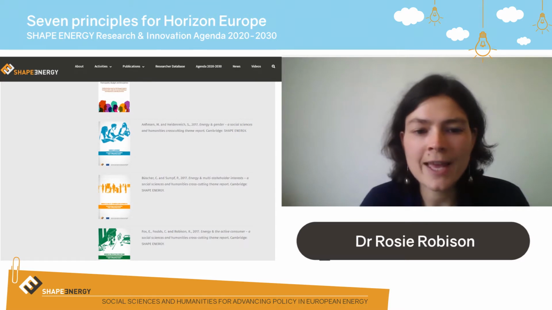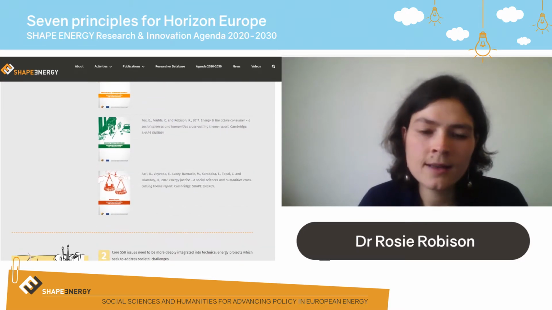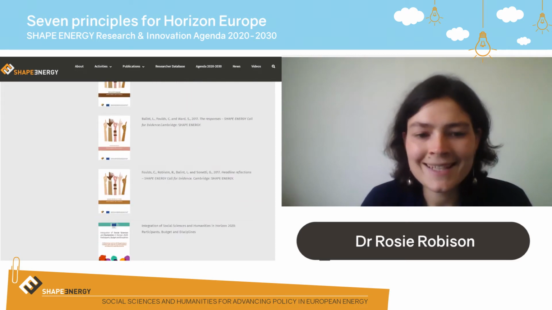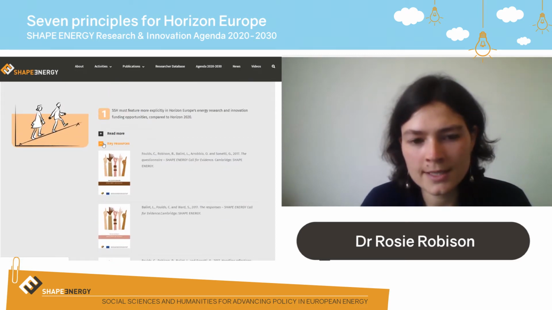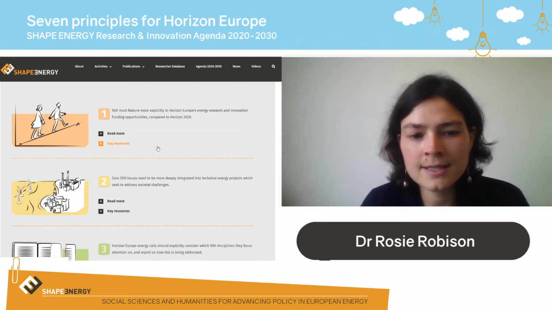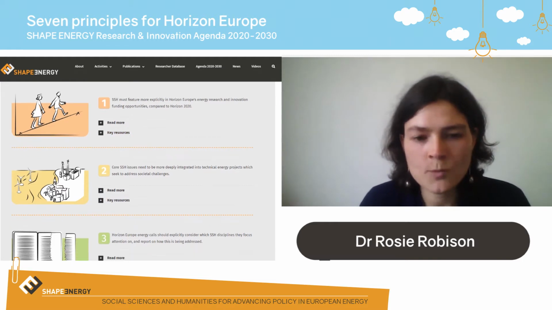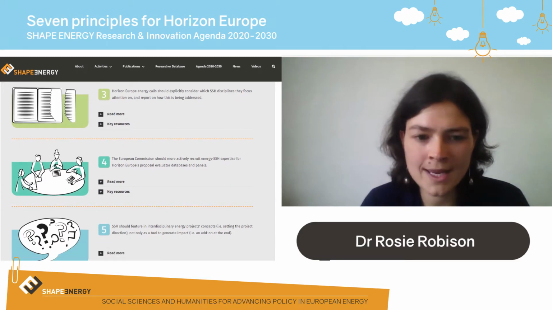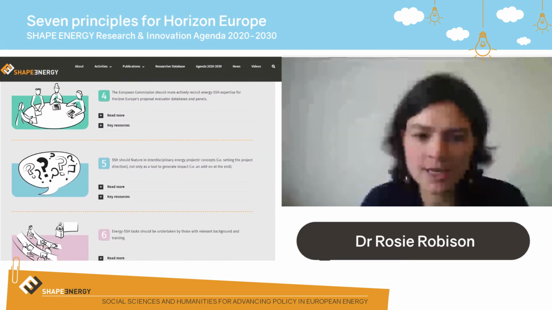But it's of relevance for anybody looking to design projects which include a social component. And essentially, these are 7 principles to help funders, researchers, those working within projects to include energy-SSH in more meaningful ways and achieve greater impact with their projects.